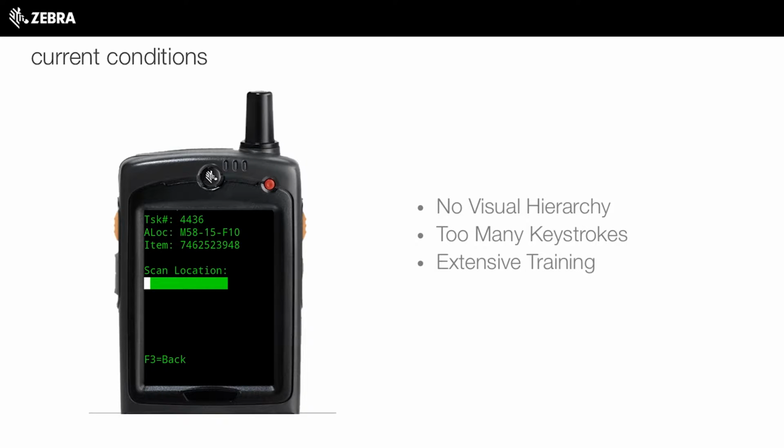Everyone's familiar with the text-based green screen TE application that you see in the image here. The frustrating and challenging part for end users of these applications is that there is no visual hierarchy, no way to structure what information or content is most important for that particular portion of the workflow. There are too many keystrokes. A lot of these applications are driven through keyboard navigational commands, things like function keys, control keys, hotkeys, etc., that are not at all user intuitive and require extensive amounts of training.